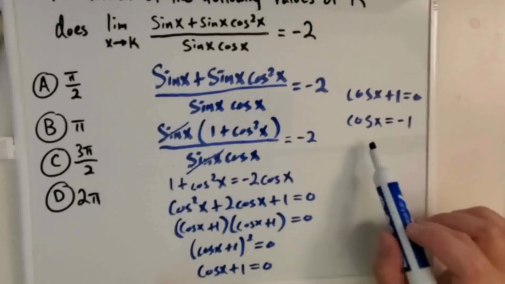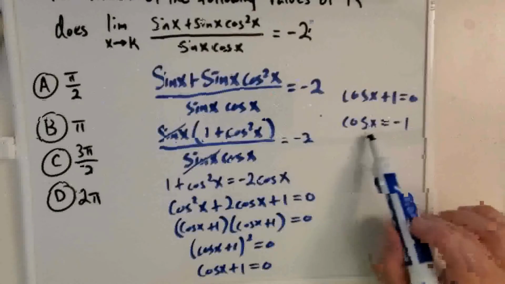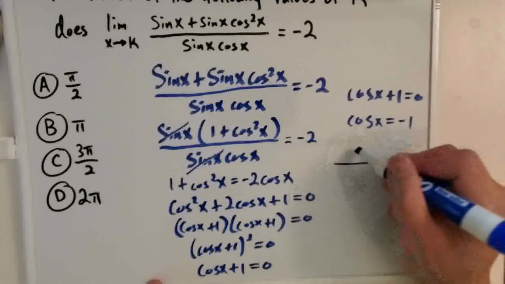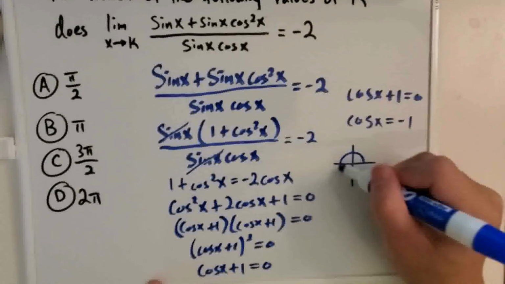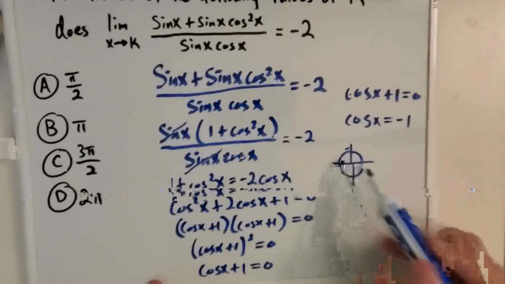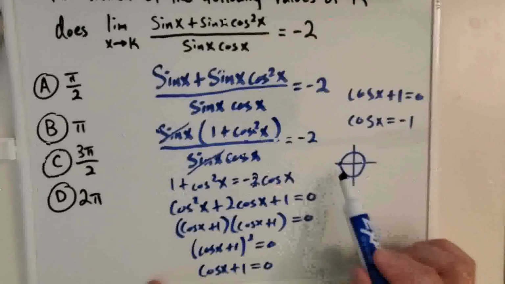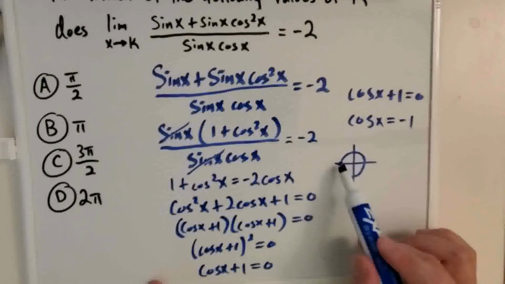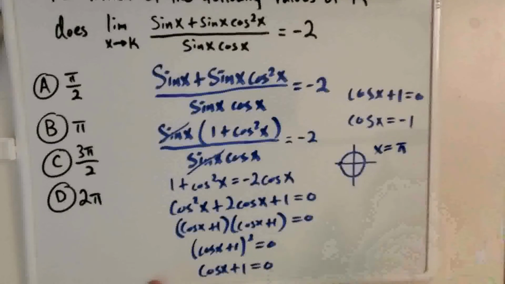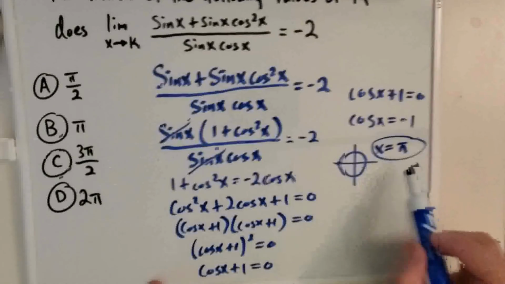Now, thinking back to our unit circle, what value of x is going to give you a -1 for cosine? If we draw a little unit circle to help us out, cosine is the x value. So it is going to be -1 at the x value when it reaches this point right here. And this point here is going to be pi radians. So this would be x equals pi. And this is the value that you want for k.